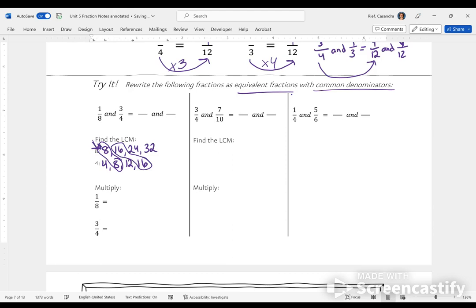So to turn 1/8 into eighths, I don't have to do anything. It's already in eighths. To turn 3/4 into eighths, I know 4 times 2 gives me 8. So whatever I do to the bottom, I can do to the top. 3 times 2 is 6. So I can rewrite 1/8 and 3/4 as 1/8 and 6/8. I didn't change the value of my fractions, I just rewrote them in a way that uses the same denominator for both. All right, let's check the next one.